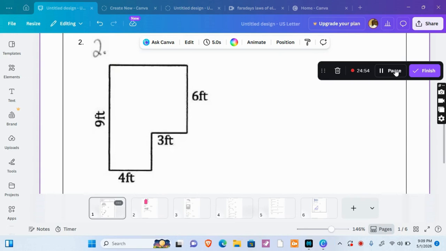Today I want us to discuss area of composite shapes. That's the topic, area of composite shapes. But first, what is the meaning of the word composite shapes?